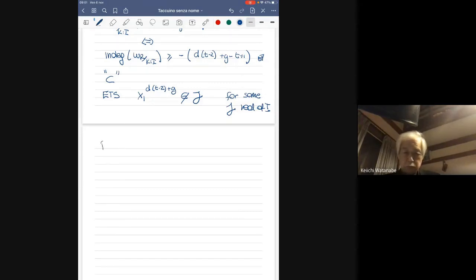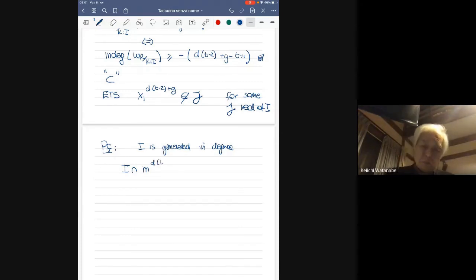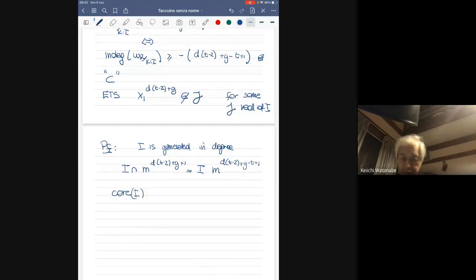Why is it enough? It's enough because I is generated in degree t. So because it is generated in degree t, I intersect that power of the maximal ideal, this power, t minus 2 plus g plus 1, gives you actually the product that you want. However, to prove that the core of I is in this product, since the core is here, it's enough to prove that the core is here. So it's enough to show that the core is in this power of the maximal ideal.